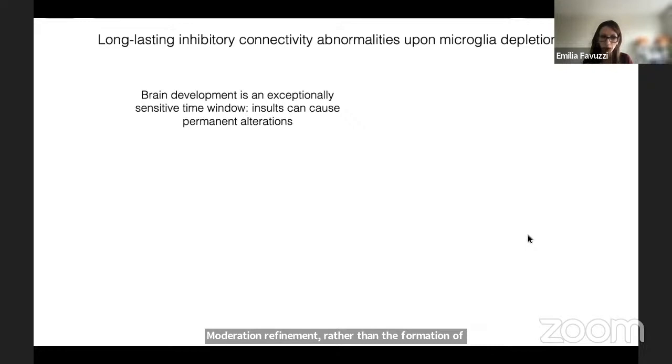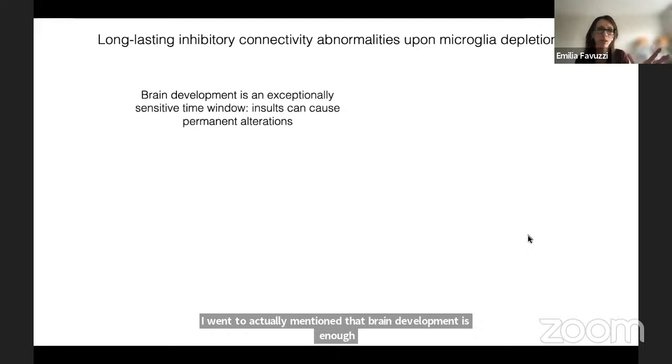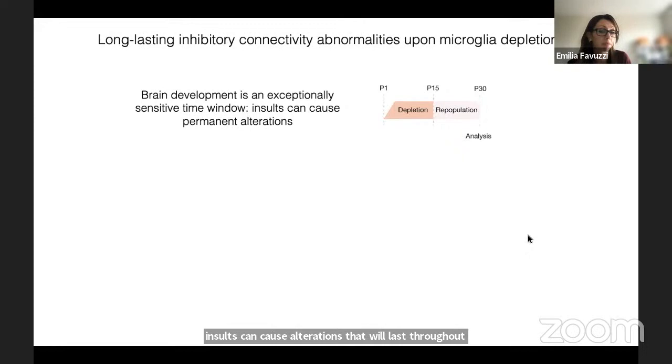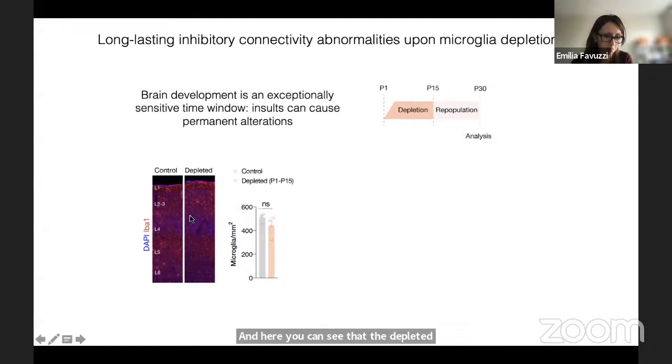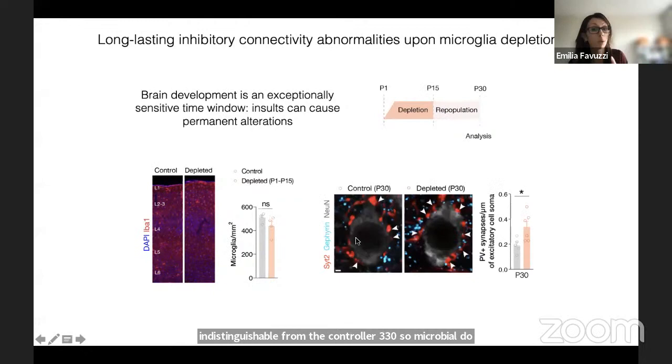Now, in my introduction, I mentioned that brain development is an exceptionally sensitive time window, and even subtle insults can cause alterations that will last throughout life. And that's why we asked, so what happens if you let microglia repopulate the brain after P15? Will the synapses catch up? And here you can see that the depleted brains are indistinguishable from the control at P30. So microglia do repopulate the brain. But when we look at the synapses, that hyperconnectivity defect is still there, indicating that depleting microglia during development causes long-lasting defects in inhibitory synapses.